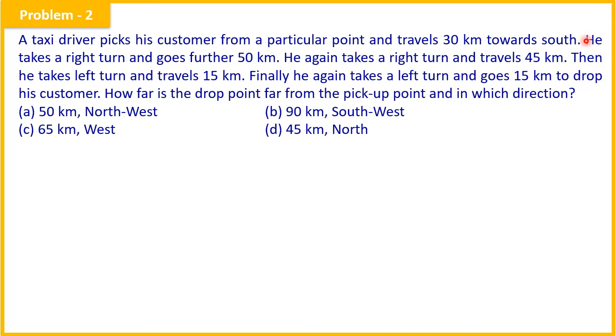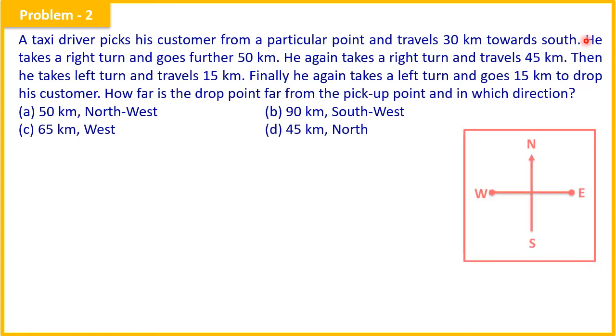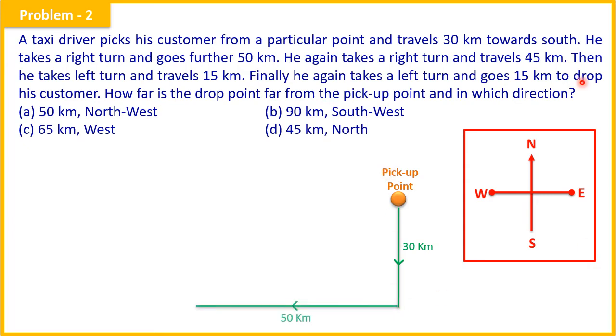I request you to pause this video and try the question on the paper. And once you have made the directions, you can again play the video to look for the solution. Okay. So सबसे पहले क्या करना पड़ेगा? We need to mark the pickup point where the taxi driver picks his customer. So let us say this is the pickup point. अब जैसा problem में बोला है, we will work out. So he travels 30 kilometers towards south, means downward like this. He takes a right turn as he is going in south direction and takes a right turn. So he will be going in this direction further 50 kilometers.